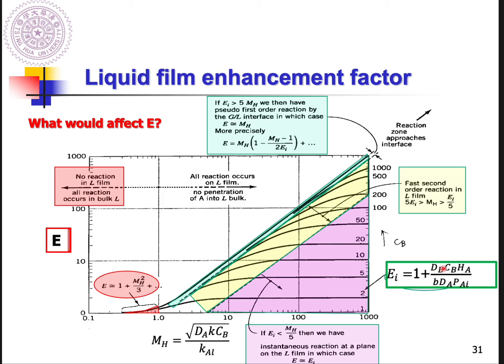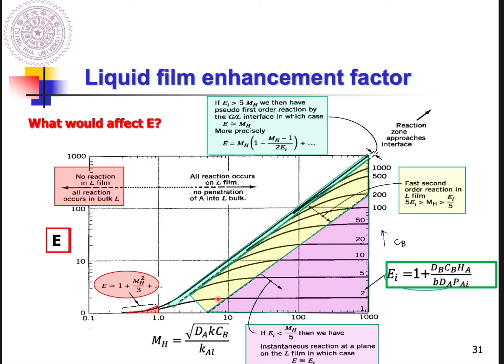As long as you confirm what kind of chemical reaction you're dealing with and you define the concentration of CB, then you can know which curve belongs to your reaction. For example, if you input all the parameters here, including CB and PAI, and you get EI equals 2, that tells you that, as long as you fix the concentrations of reactants A and B, you get the maximum value for E, right?